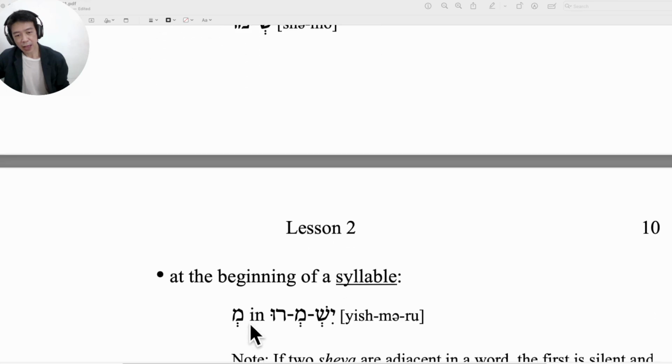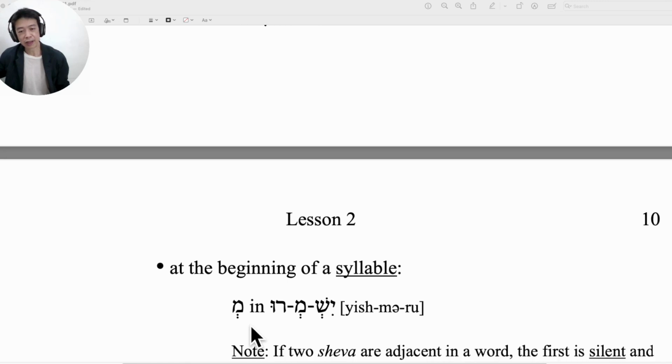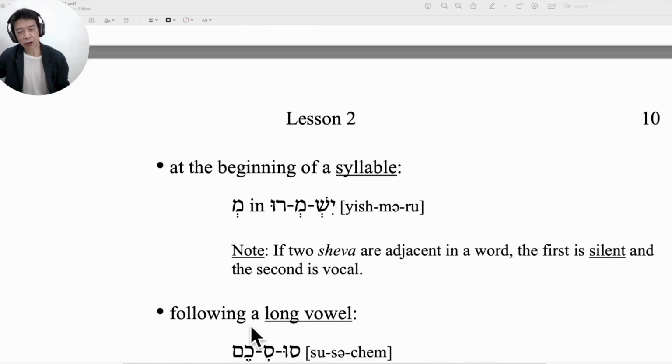It can also be at the beginning of a syllable, as in this word. The word with a shava in this word is pronounced, reading from right to left, ish-meru, ish-meru.